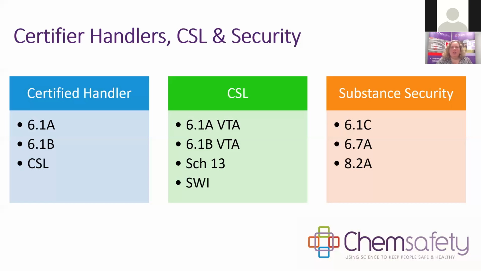In addition, some substances are required to be secured if left unattended. And this is slightly different from the requirement for stores or your storage places to be secured from access by unauthorised people. So if you've got 6.1C substances, if you've got more than 10 litres of carcinogens, and also if you've got some of these very highly corrosive 8.2A substances, then those need to be locked away as well, or be able to be locked away if left unattended.